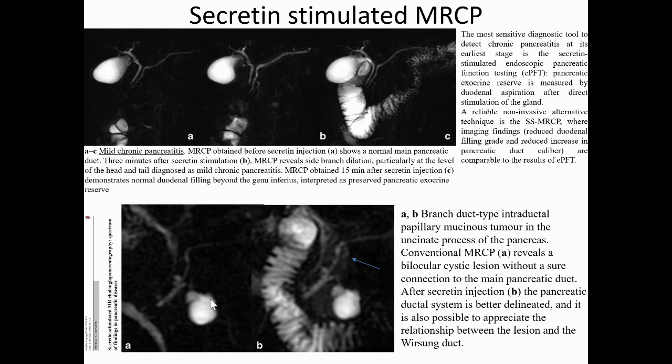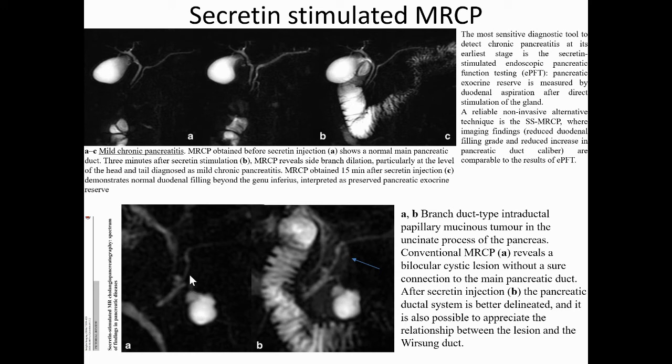And then here is the lower image. On image A, there is a dilatation in the area of the uncinate process of the pancreas. So this would be the pancreas head. Here is the Wirsung, and then this is this dilated area, which is suggestive of a cystic tumor. But we need to prove that this cystic area can be connected with the main duct.